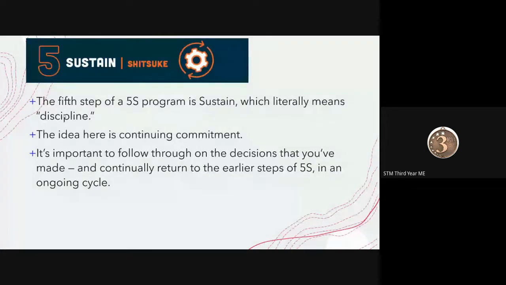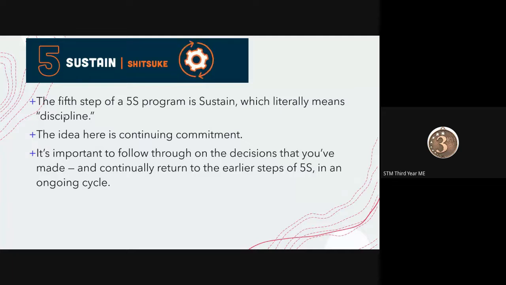Sustain means you have to keep on doing it, right? So when you are implementing the lean manufacturing technique, you have to sustain the 5S procedure as such. So that literally means discipline. Okay. So we have to follow the decisions that you have made earlier. So first one was sorting, then comes setting in order, then comes cleaning, then comes standardizing. So these four procedures have to be always kept in the procedures being done.